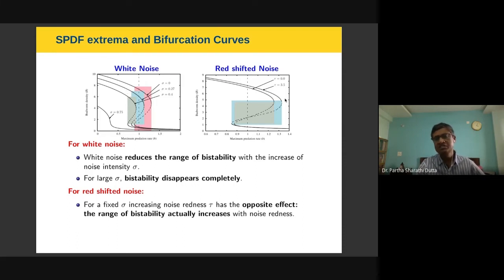However, if I fix the noise intensity and play with the noise correlation time, when the noise correlation is zero for a particular noise strength, I see that this gray region marks the bistability regime. But as I increase the noise correlation, there is an expansion of the bistability region. So the take-home message is that white noise reduces the range of bistability with the increase of noise intensity, and for large sigma bistability disappears completely. And for red-shifted noise, for a fixed sigma, increasing noise redness, tau, has the opposite effect. The range of bistability actually increases with noise redness.